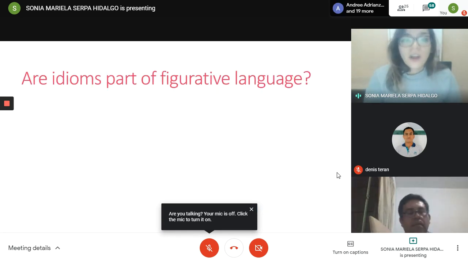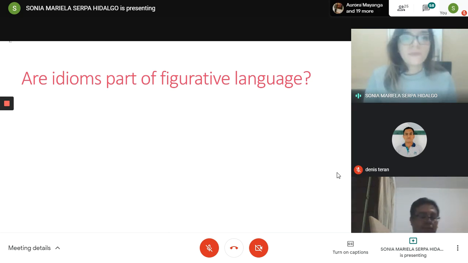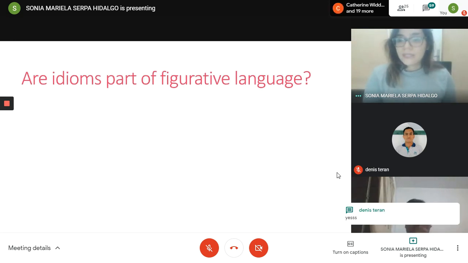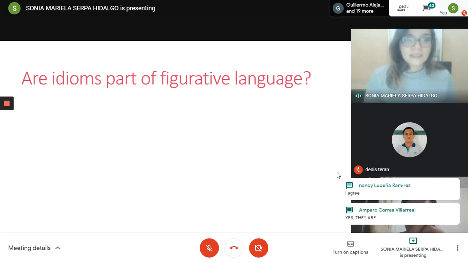Good. So are idioms part of figurative language? What do you guys think? Yes or no? Are idioms part of figurative language? Dennis says yes. Okay. Orieli says yes. Flor says yes. Nancy says yes. Correct. The answer is yes, of course. So idioms are part of figurative language.